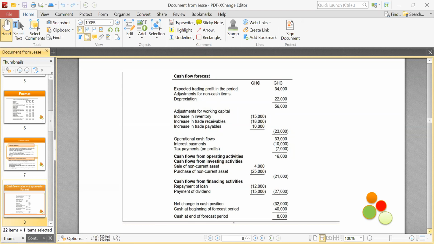If there's a sale of non-current assets, when you sell something, you get cash, and so that would be a plus. If there's a purchase, that's an outflow. If there's a payment of a loan, that's an outflow. Payment of a dividend, that's an outflow.